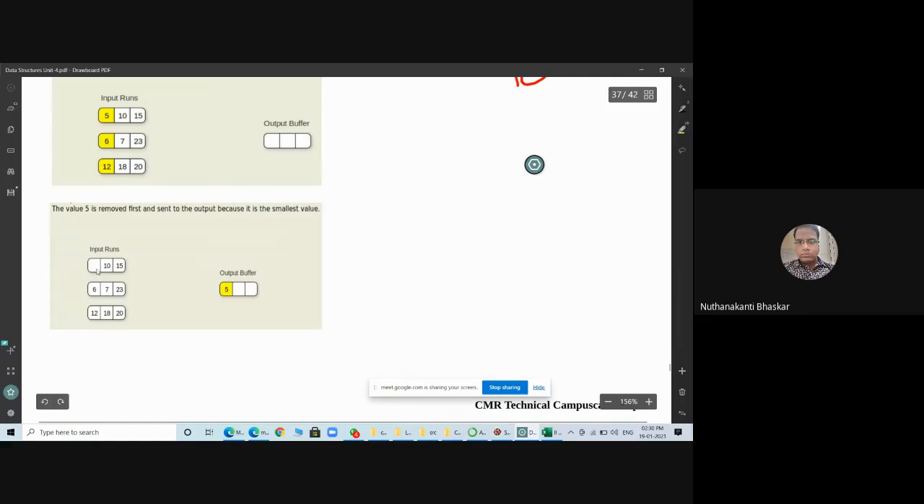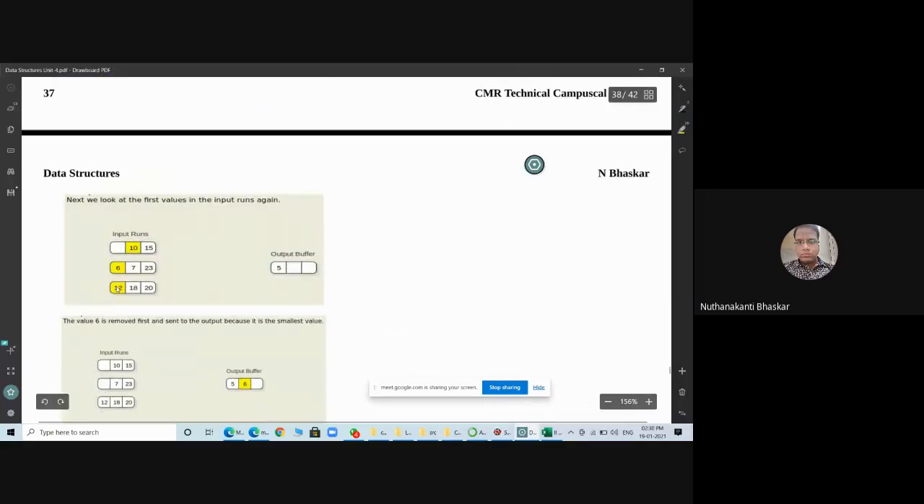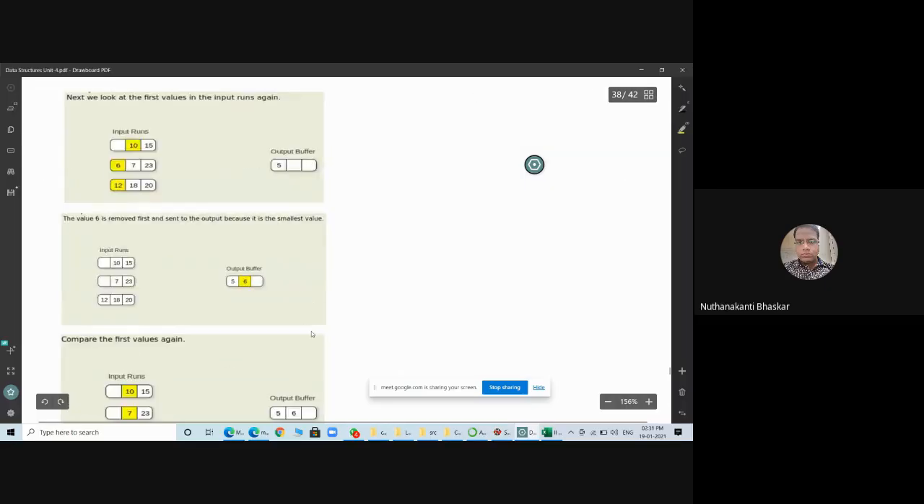In the next cycle, again the first element. This is the first element, this is the first element, and this is the first element. Compare 10, 6, 12. Which is the smallest? 6. 6 is the smallest. You remove it here and put 6 into the buffer.